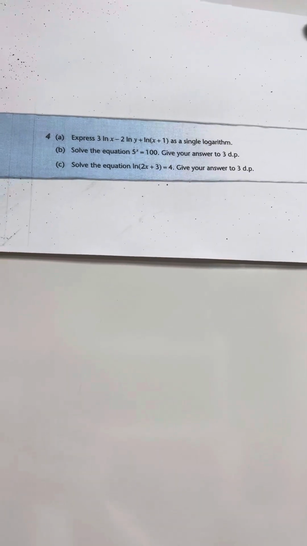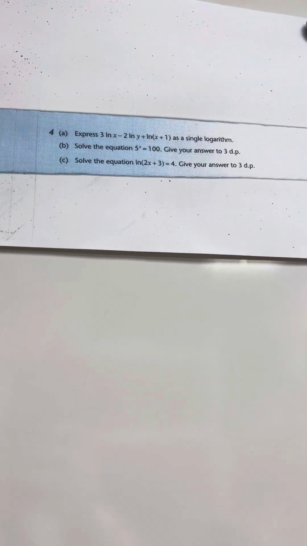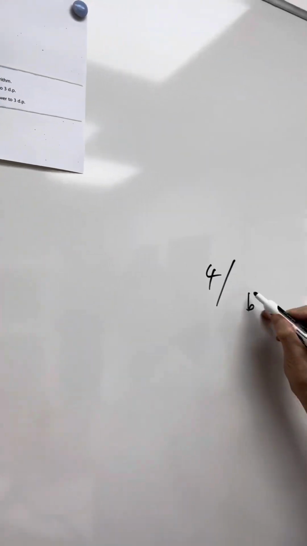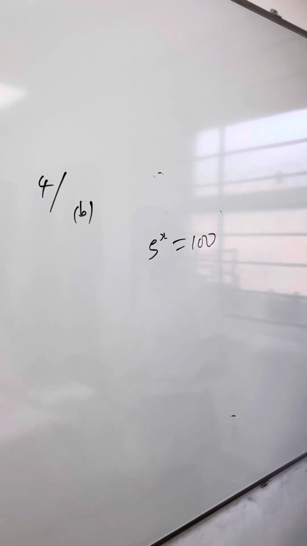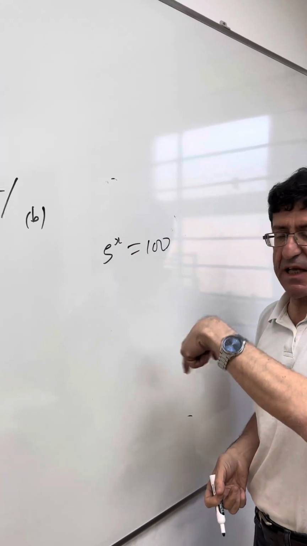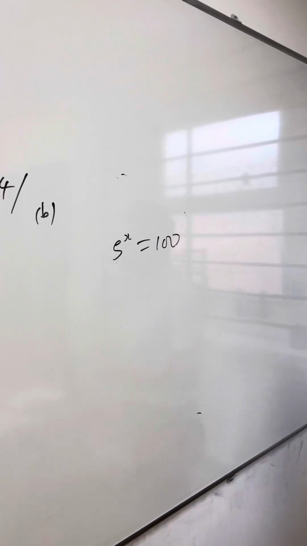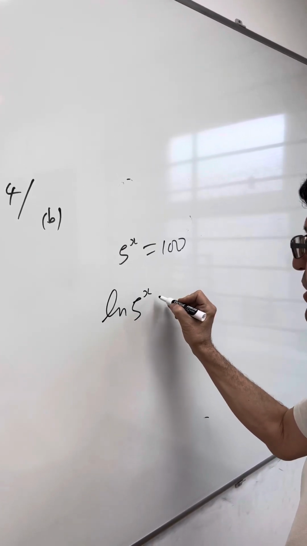Now let's address part B. In part B, we want to solve to find the unknown x. So question 4, part B, we've got 5 to the power of x equals 100. So we take logs on both sides. When you've got a number with an exponent, and the power is the variable, that is, the power is the unknown we're going to solve for, then you take logs on both sides, any base log. But typically for A-level maths, we use log to the base e, which is ln, or natural logs.